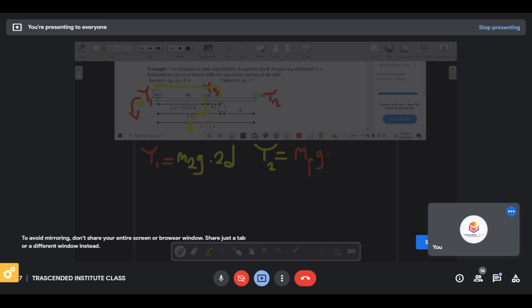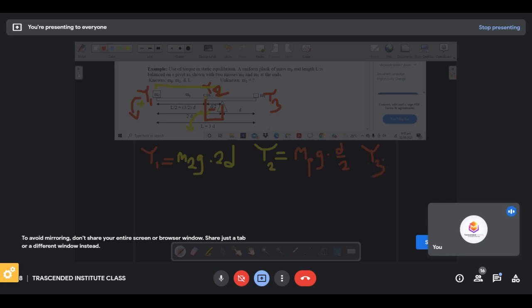How far is it from the pivot? D over 2. And the last one? It's D. We are talking of it from the center to the pivot. How far is it? It's D over 2. Are we talking about T2 or T3, sir? Oh, I think that's a mistake we made. So let this one be the second one. Are we okay now?